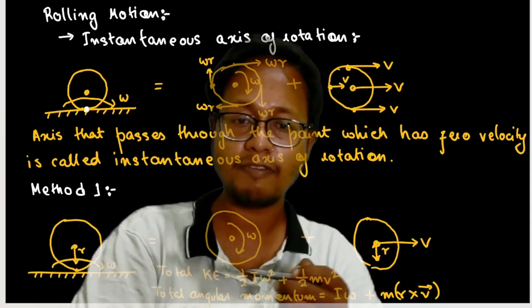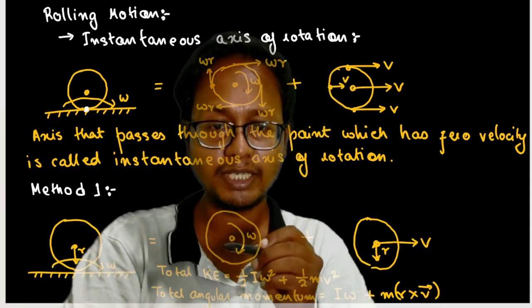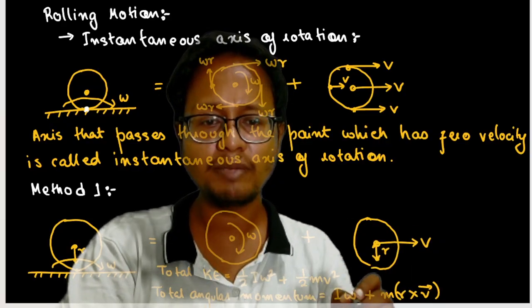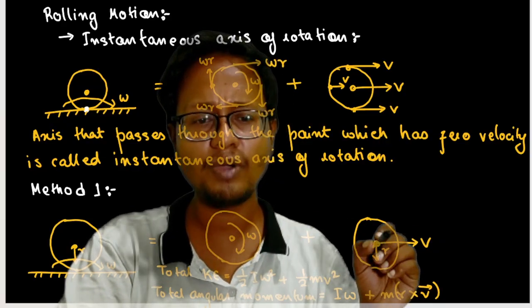Total kinetic energy is equal to half I omega square, or half I from the center times omega square plus half m v square. And total angular momentum is equal to I omega plus m r v.